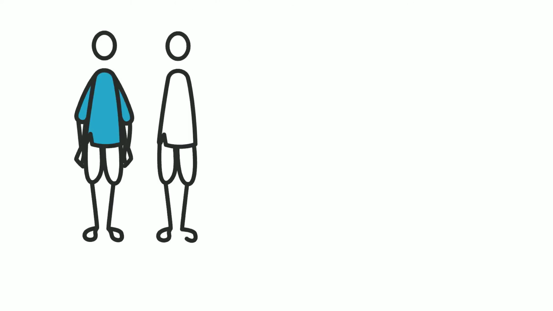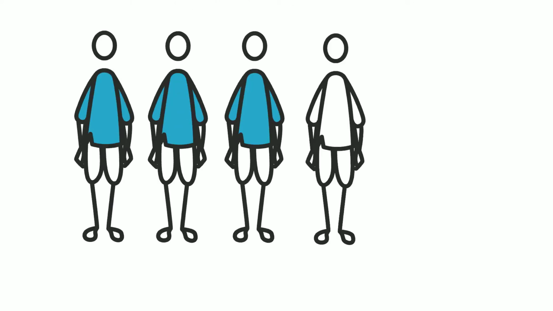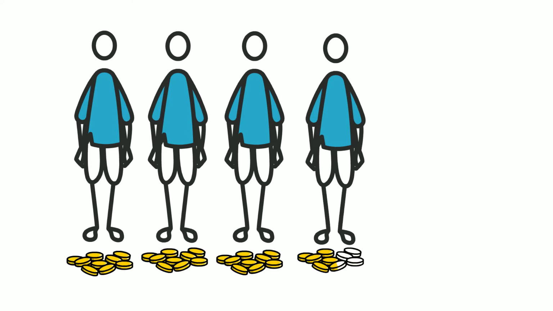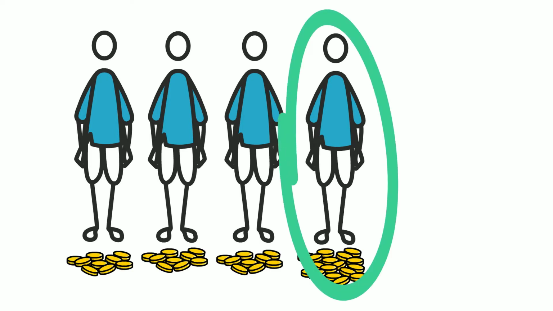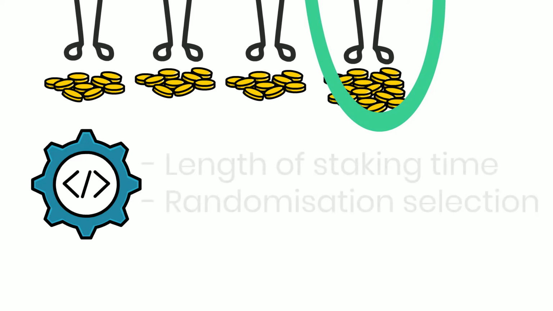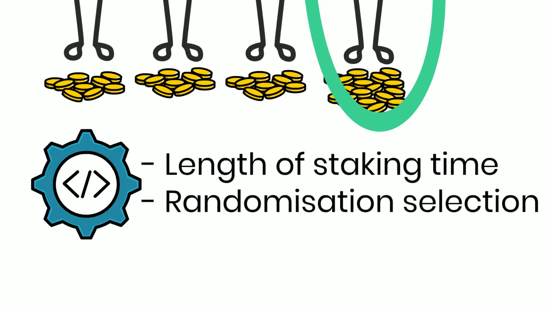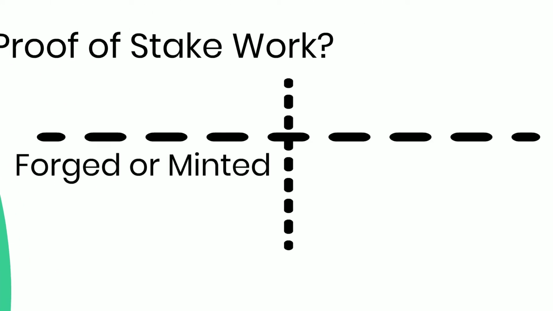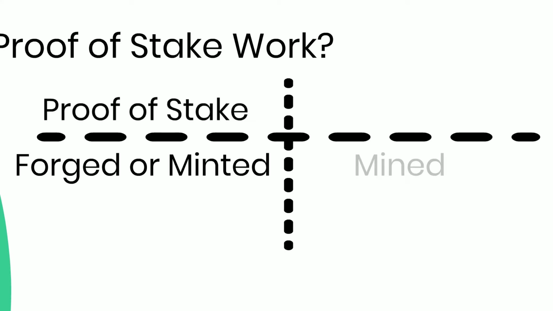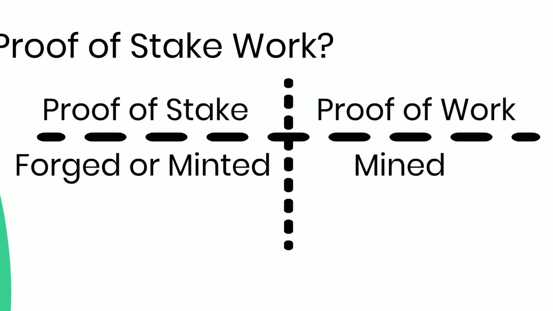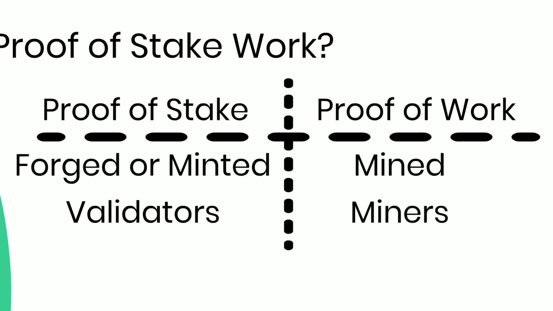Every proof-of-stake protocol works differently in how they choose the validators. Though anyone staking can be chosen, the chances of being picked as a validator is higher if you stake a higher amount. However, in order to not favor the wealthier validators, there are other factors the algorithm uses, like the length of staking time, randomization selection. Side note, it is good to know that blocks are forged or minted in proof of stake, as compared to mined in proof of work, and we use validators instead of miners.